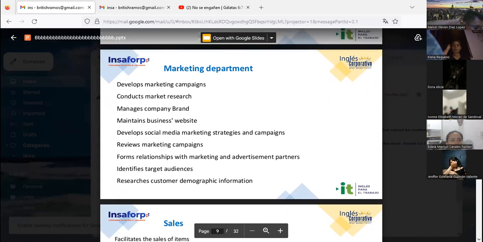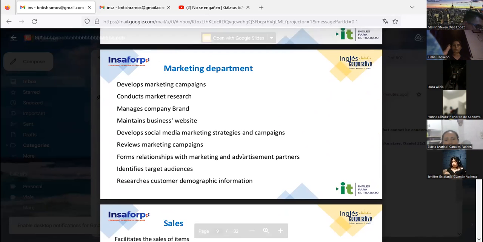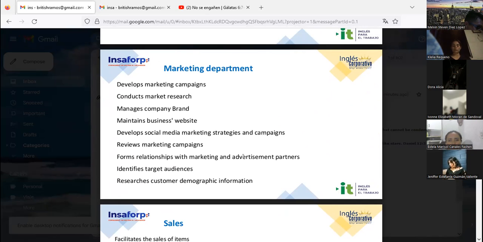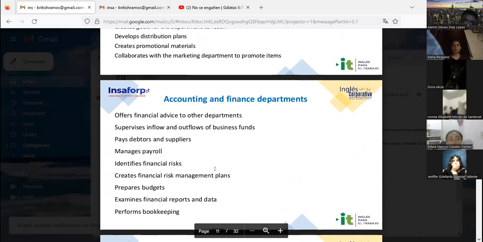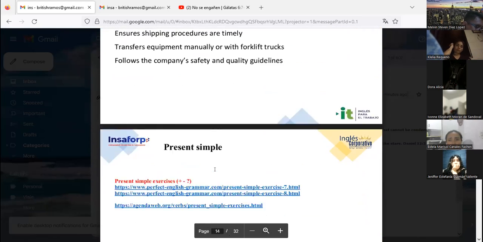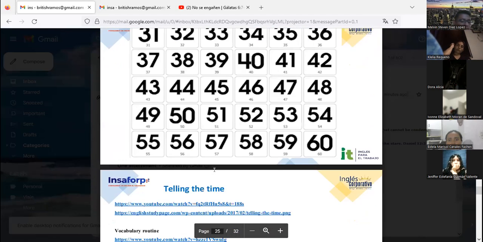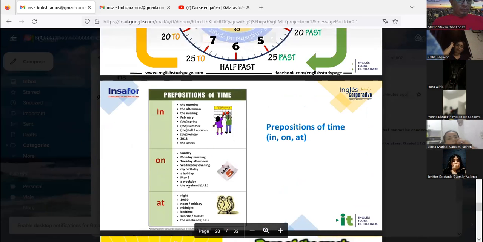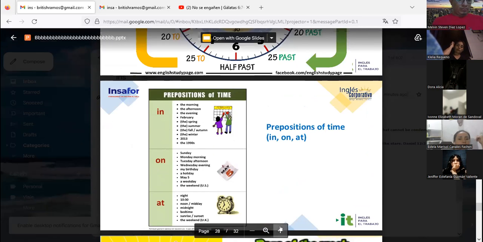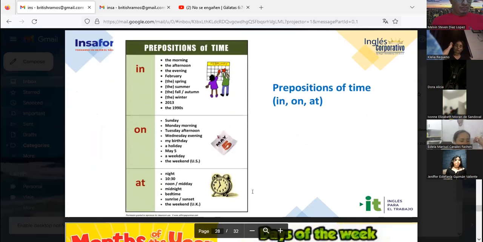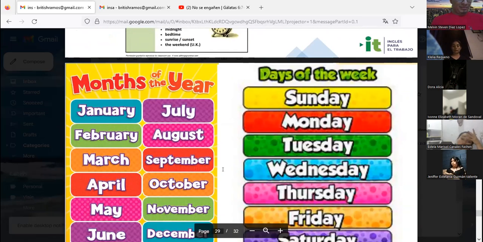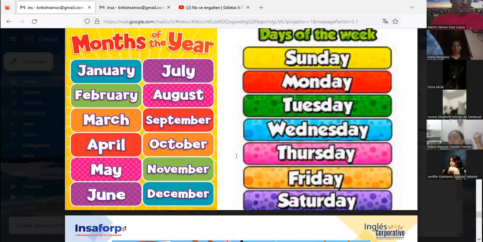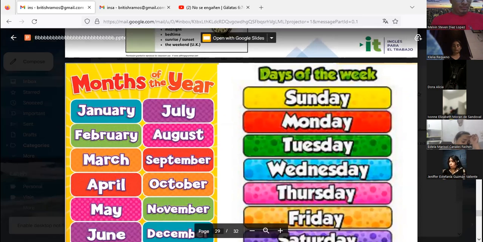Okay. Now, I told you that today's topic is how to use prepositions of time. Today we're going to learn prepositions of time. Pero antes de las preposiciones, please, I want you to pronounce. Okay, today we're going to learn this. In, on, and at. In, on, and at. Pero antes, before, we're going to review some vocabulary. And we have what days of the week?